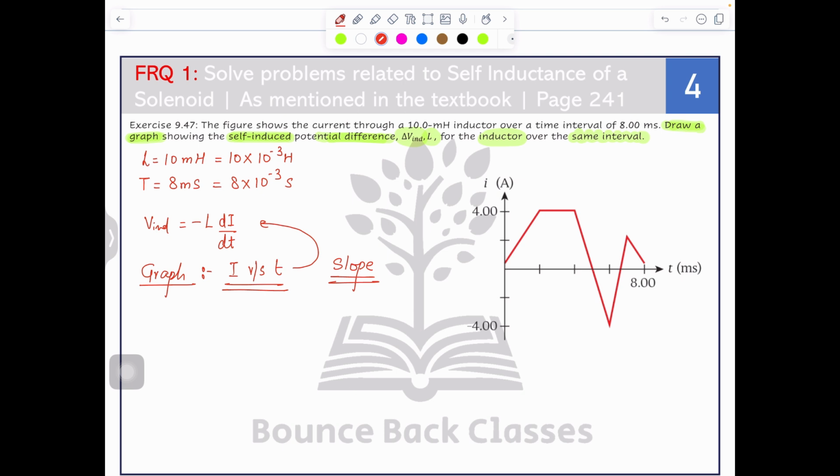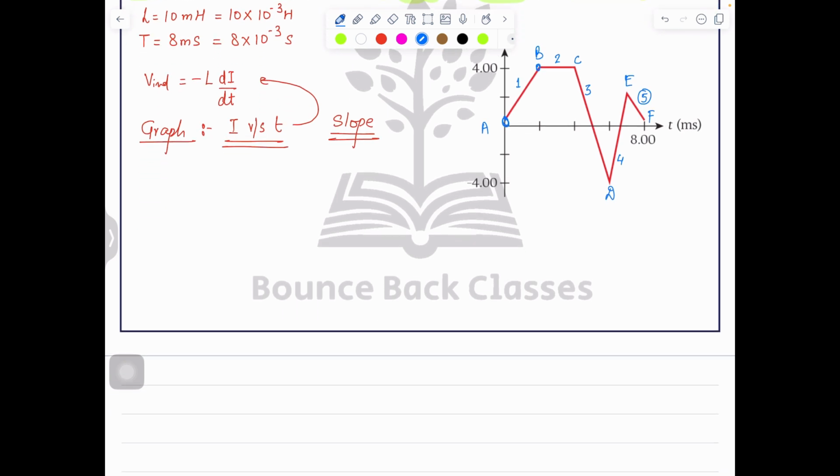Now give them different names. Let's say this is your line number 1. First give them the names A, B, C, D, E, F. Then give them the names line 1, line 2, line 3, line 4, and line 5. Solve them so that we can find the induced potential difference in a smooth way. Let's start with line 1 and find the slope.